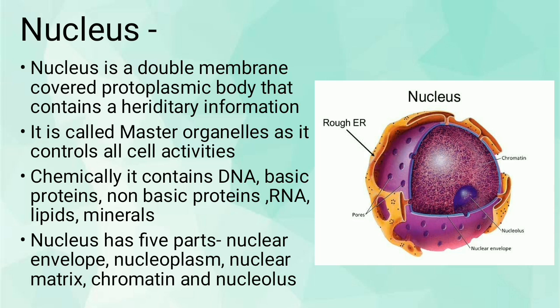A typical nucleus is 5 to 25 micrometers in diameter. It is the largest among cell components. It is called the master organelle as it controls all cell activities. Chemically, it contains DNA, basic proteins, non-basic proteins, RNA, lipids, and minerals. The nucleus has 5 parts: nuclear envelope, nucleoplasm, nuclear matrix, chromatin, and nucleolus.